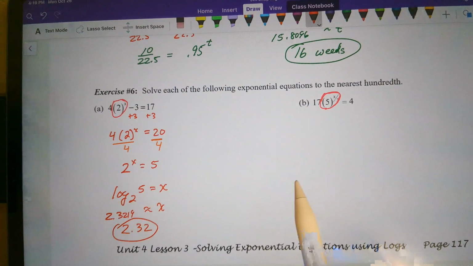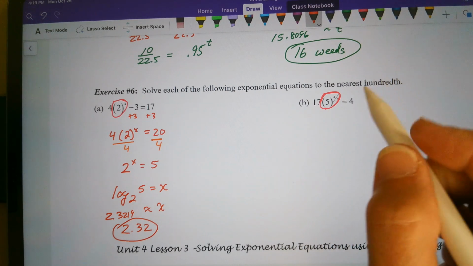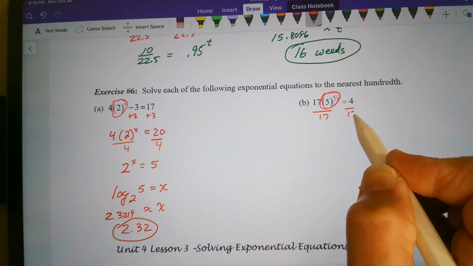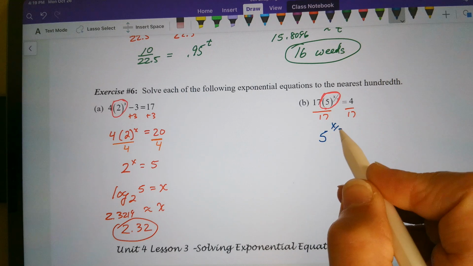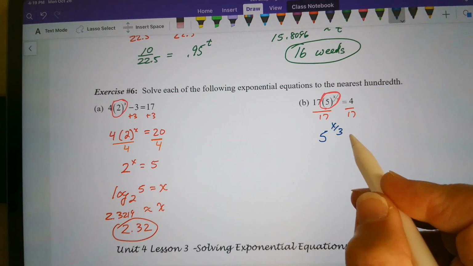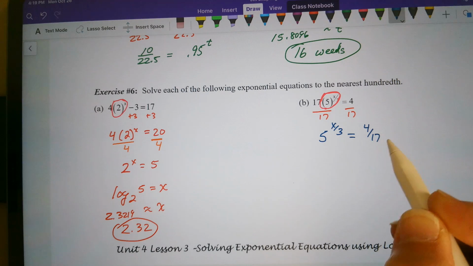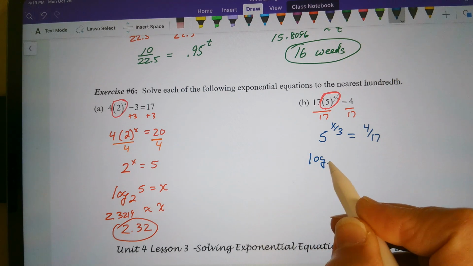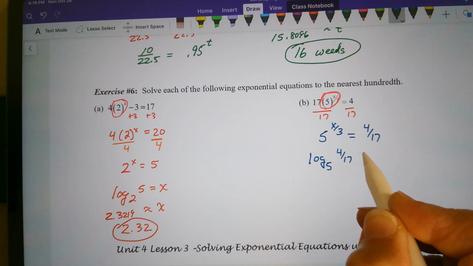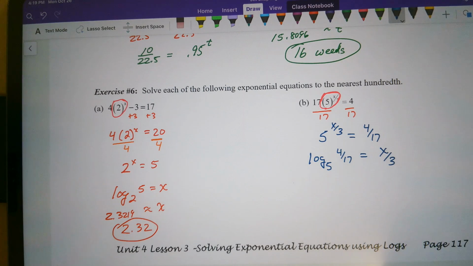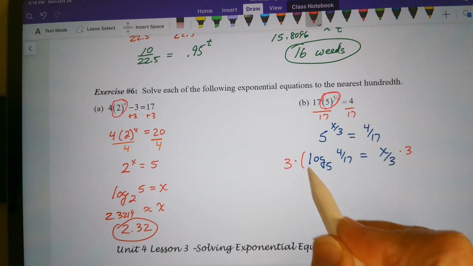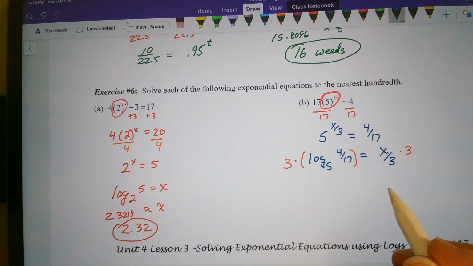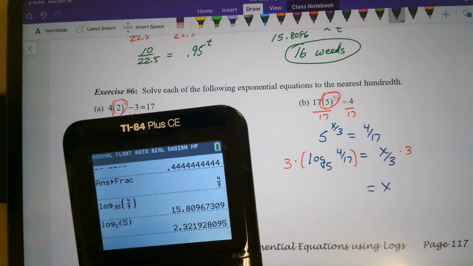And 17, or rather B. Yeah, we'll divide by 17. So 5 raised to the x divided by 3 equals 4/17. Switch to log form. Log base 5 of 4/17 equals x divided by 3. Getting x by itself, undo division, multiply by 3. And to the calculator.